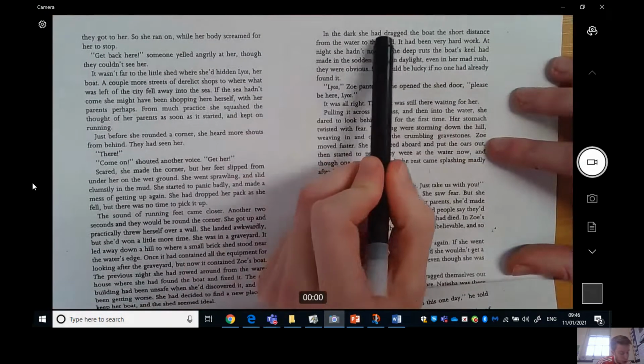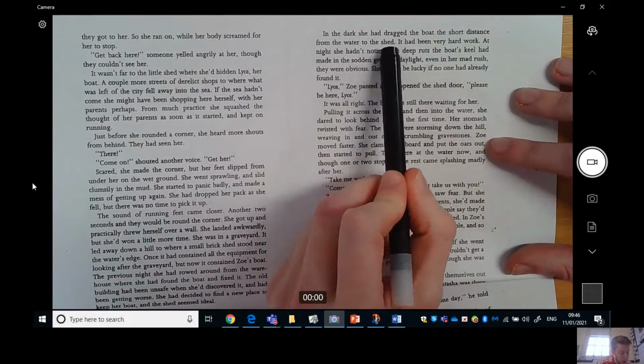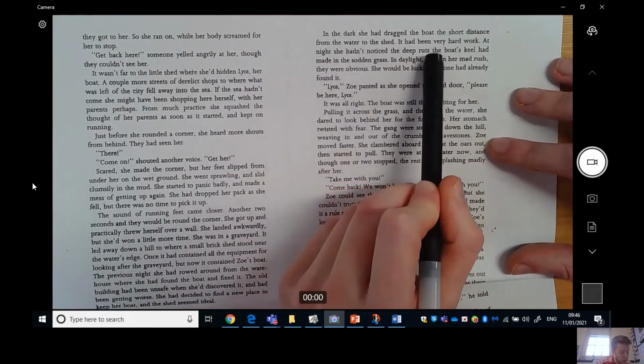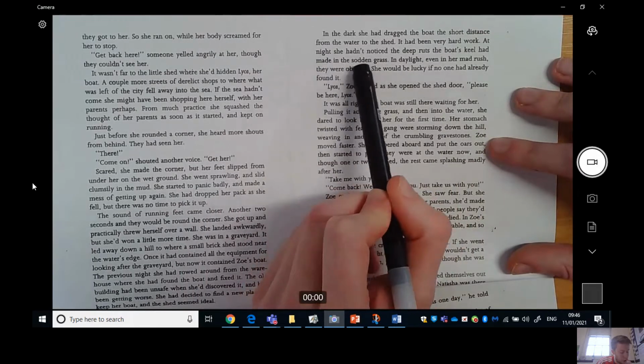In the dark, she had dragged the boat a short distance from the water to the shed. It had been very hard work. At night, she hadn't noticed the deep ruts the boat's keels had made in the sodden grass.